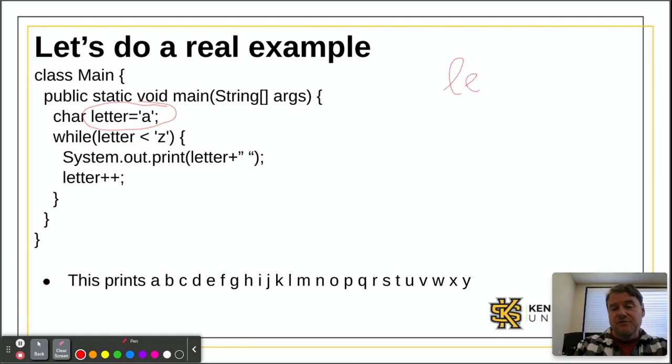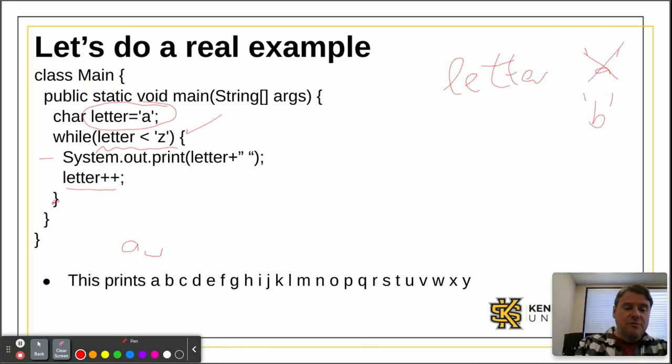If we keep track of letter over here, it's initially going to be A according to that statement. And then it checks the while condition. Is A less than Z? And that is true. So yes, as long as it's true, we're going to go in here and print out letter, which is going to print out an A followed by a space. I'm just going to draw that for a space. And then it says letter plus plus. Well, when we do letter plus plus, it's going to change the value of A to a B.